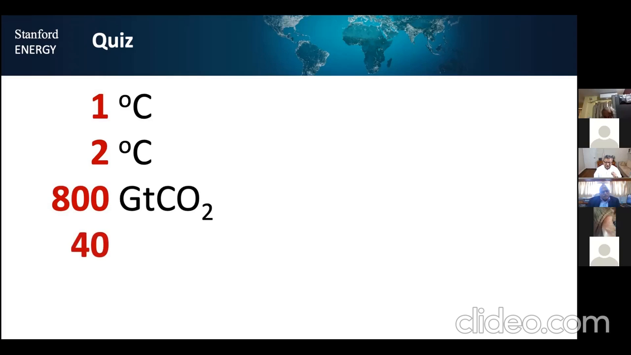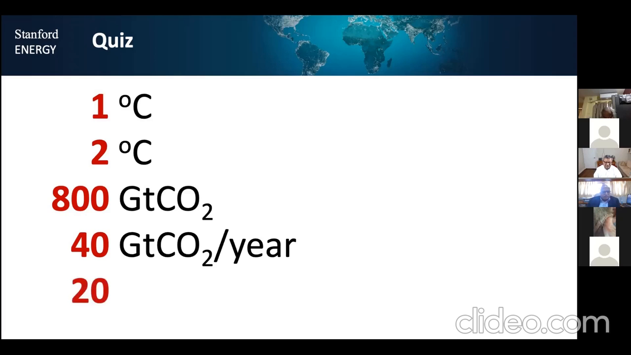The fourth number is 40. 40 is roughly the rate of emission globally of 40 gigatons per year. Just to give you a reference point of what a 1 gigaton means, if you add up the weight of all 8 billion people on this earth and ask how many gigatons that is, it's about 0.6 gigatons. And we are emitting 40 gigatons of CO2 per year.